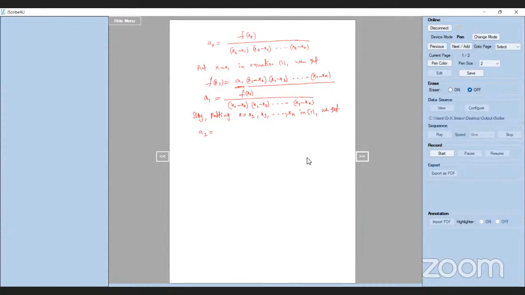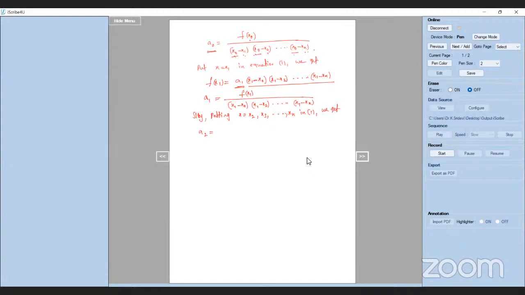a2 is equal to, what is a2? According to the a0 and a1 values, follow the same procedure. So observe the a0 value: f of x0 in the numerator, and if you come to the denominator, x0 will be there. This is for the a0 value. And x1, x2, and so on, xn are there.